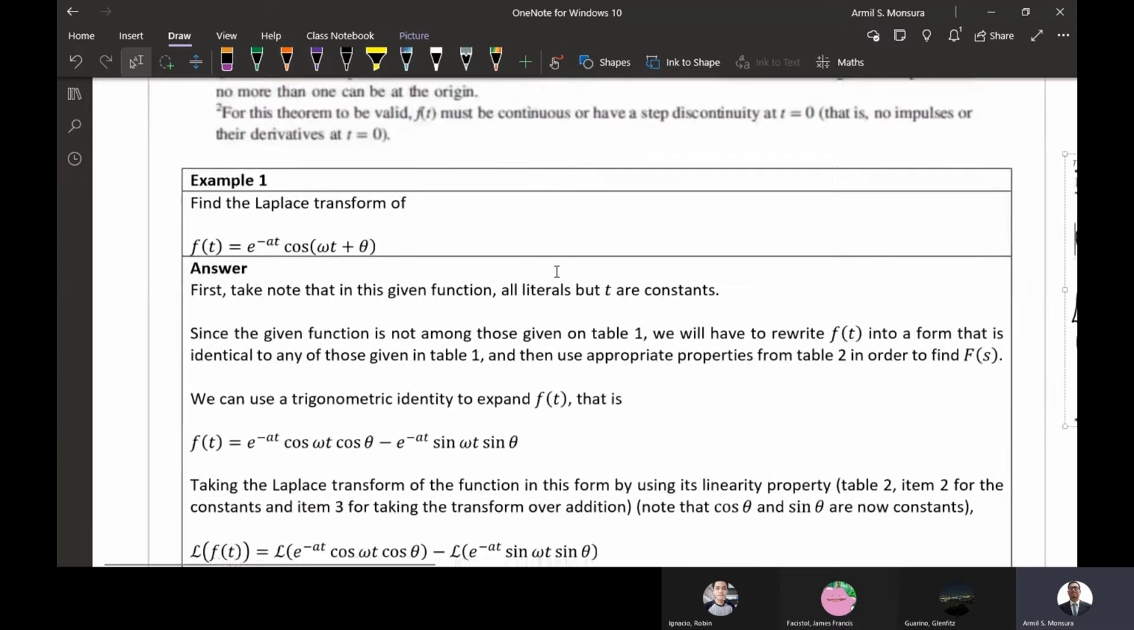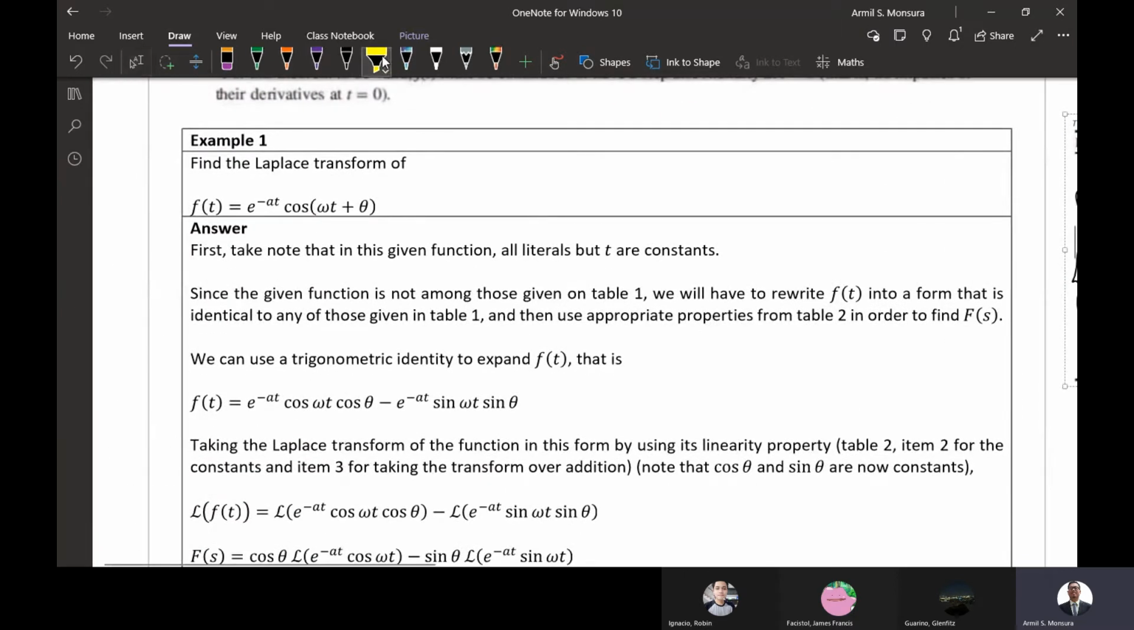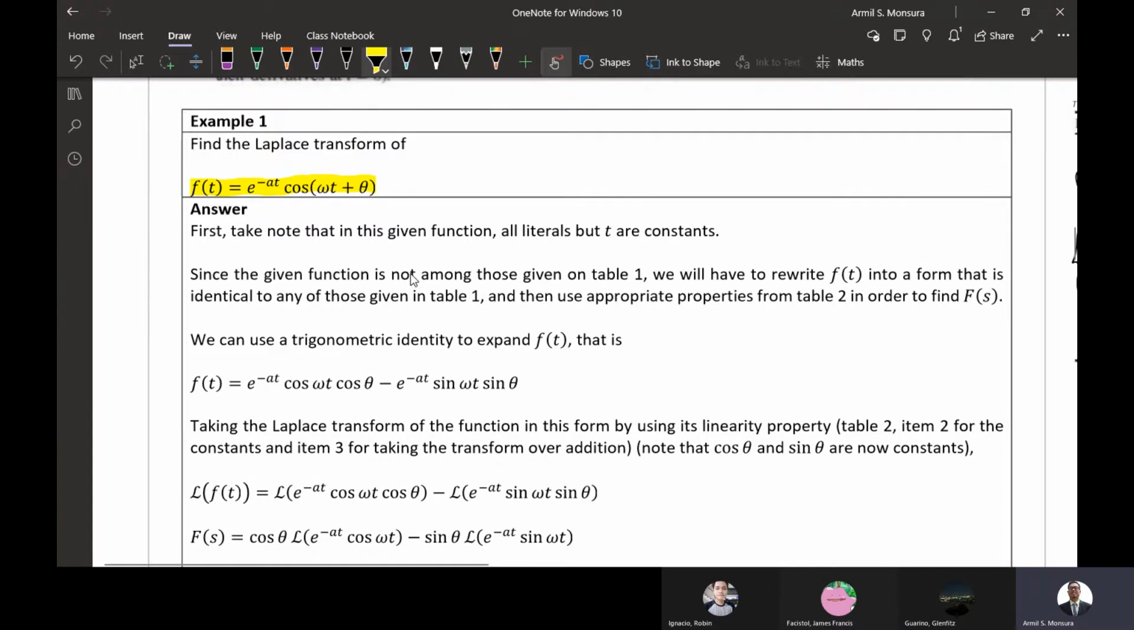Okay. So, first thing that you have to, so ito yung given, this is the given function. Okay. So, we are asked to find the Laplace transform of that given function. Now, you have to take note first that in this given function, all literals, when you say literals, yung mga letters na ginagamit dyan that do not pertain to any function, okay, so all literals there, but t, are constants. Ibig sabihin, lahat ng letters na makikita nyo dyan, constants, maliban lang sa t. So, that means yung A, constant, yung omega, constant, yung theta, constant.